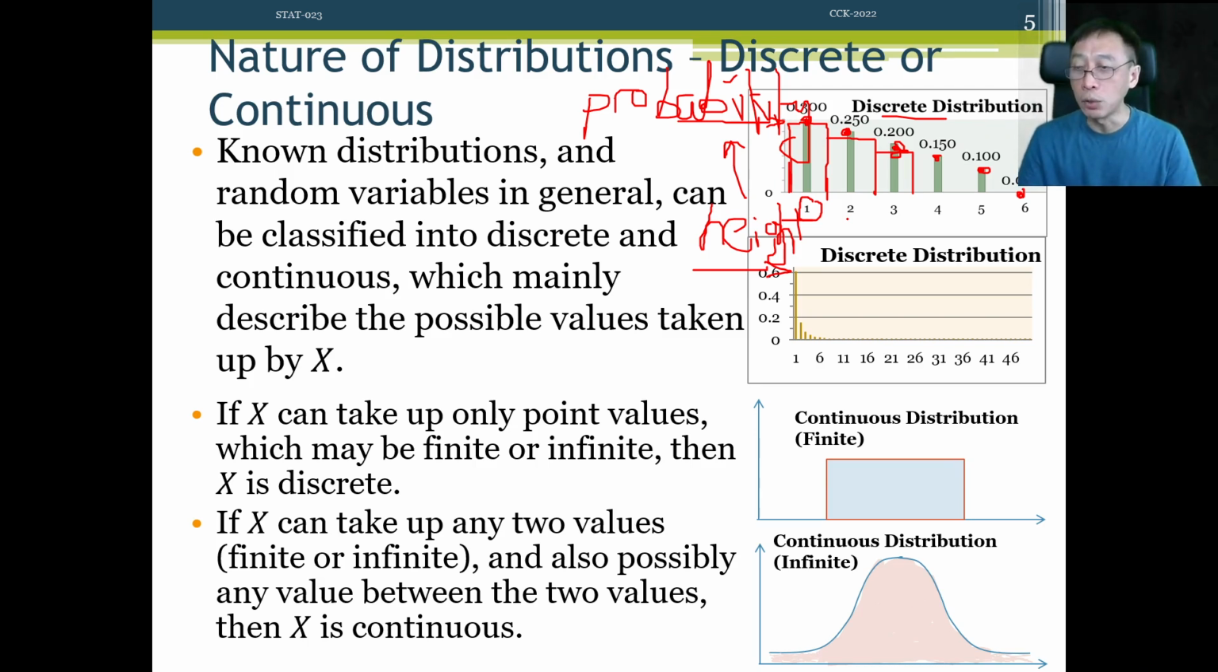Now, why am I spending so much time trying to emphasize that, when it is the same for continuous distribution? And actually, no. For continuous distribution, the height is not the probability. It is called the probability density function of x. So in short, it represents the probability density.